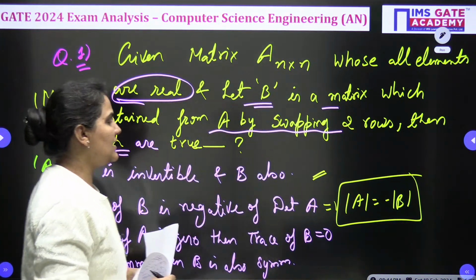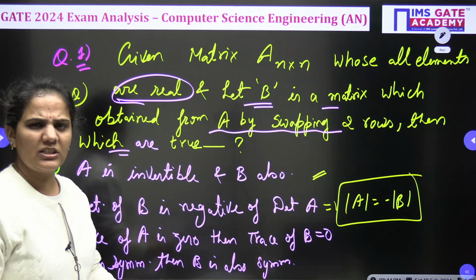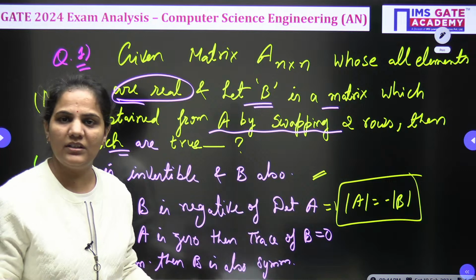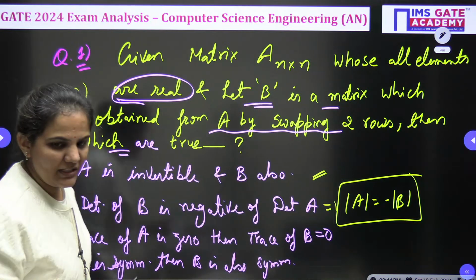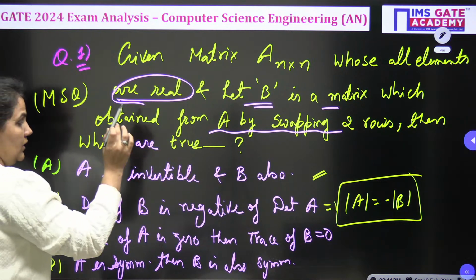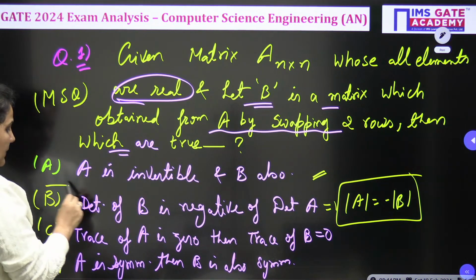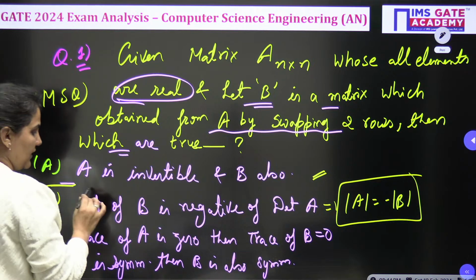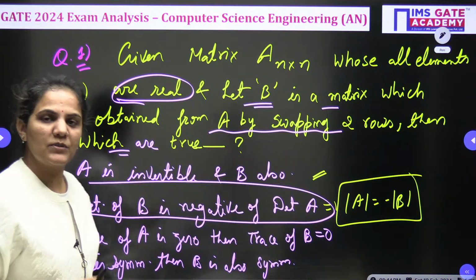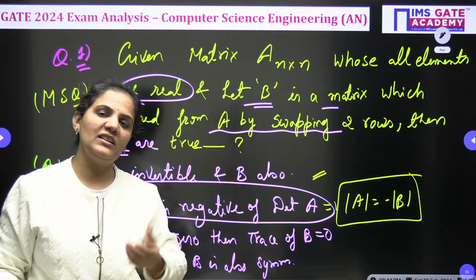Now let's look here. The question is a very conceptual question. If you know the basics, you can very easily understand the question and approach it. Let's read the statements one by one. First of all, if I go with statement number 2, the determinant of B is the negative of the determinant of A, this will be absolutely correct, because we know one very simple property.